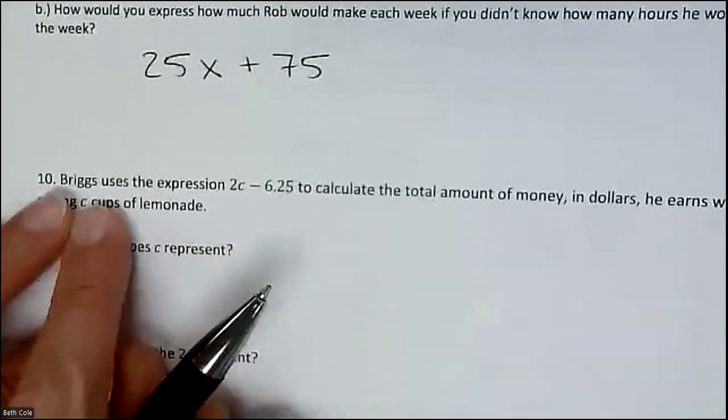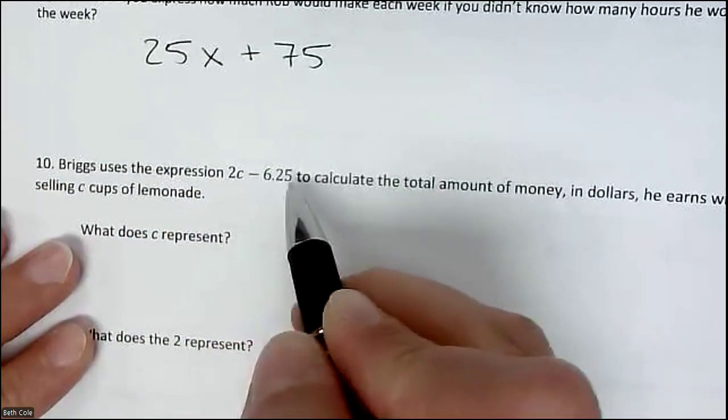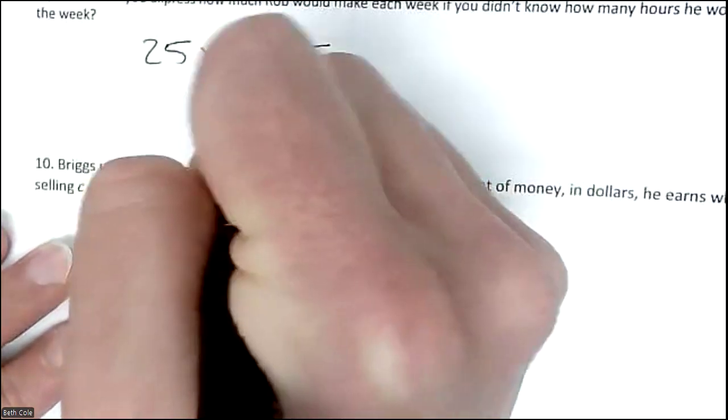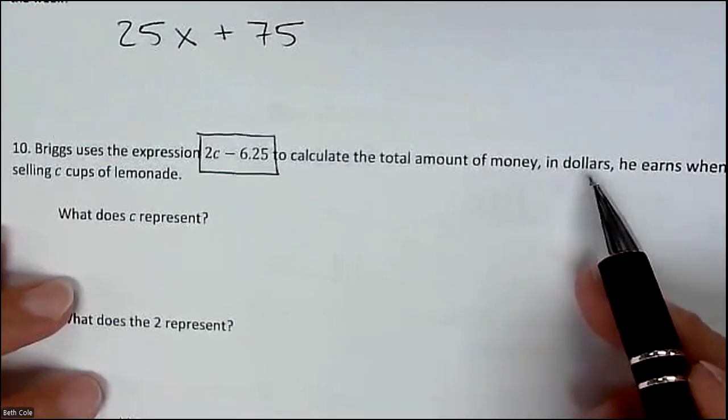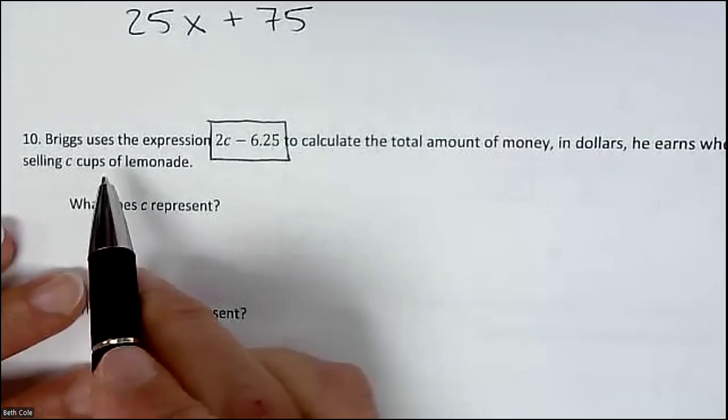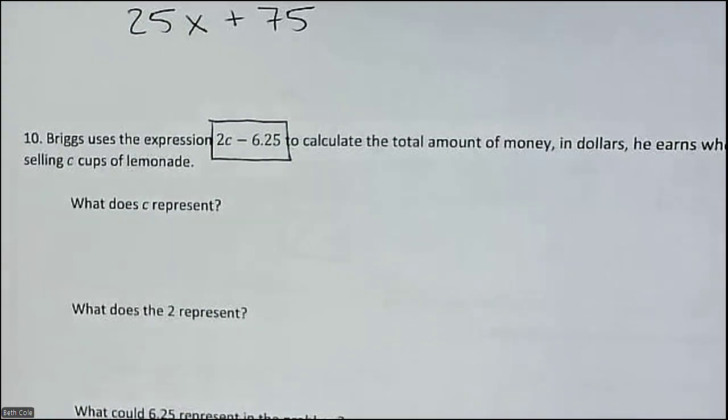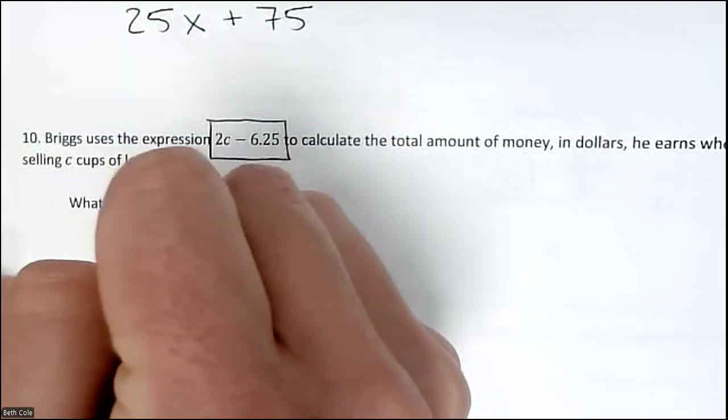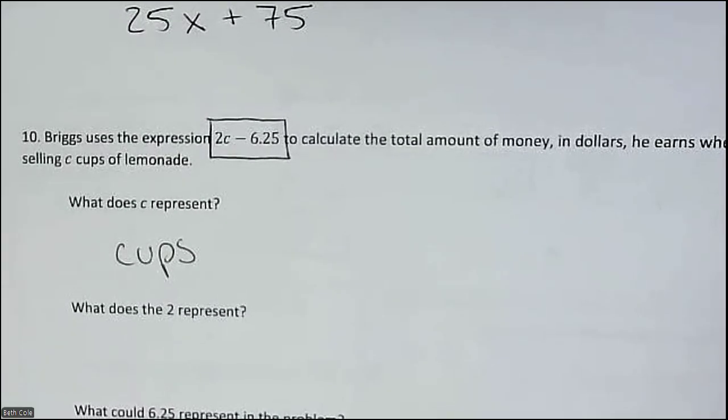The lemonade one. Briggs uses this expression, 2C minus 6.25, to calculate his money in dollars he earns for selling C cups of lemonade. What does C represent? Hint, I literally just said cups of lemonade. Most things in math, the answer is part of the question. You just have to read and pay attention, all right?